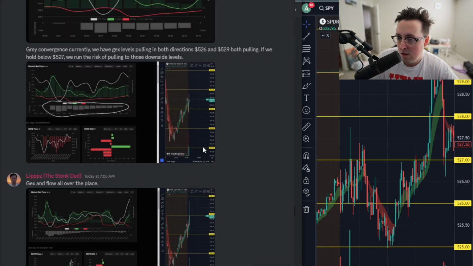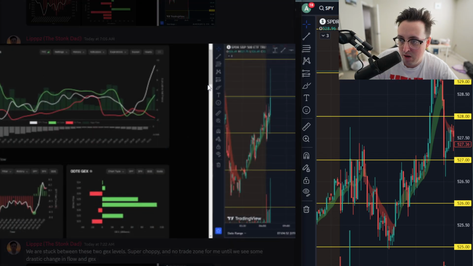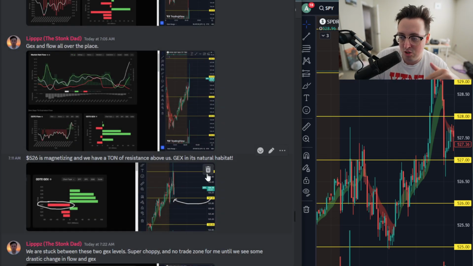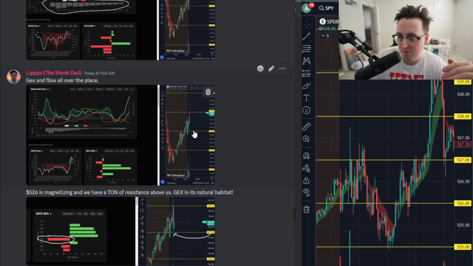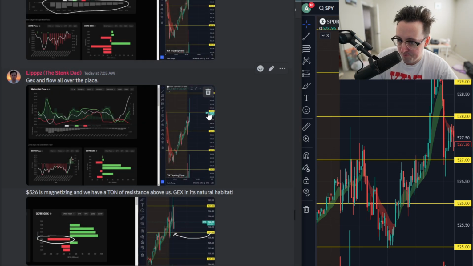As we move on, we can see that flow kind of chopped around a little bit. We had a news candle which pushed us above 527, but it was quickly rejected with a liquidity grab, and we held below that 527 level. At this point, I'm thinking, okay, if we hold below this 527 level, we should head back down. And it did eventually do that. We did chop in between this 526 and 527 level right here for a while.